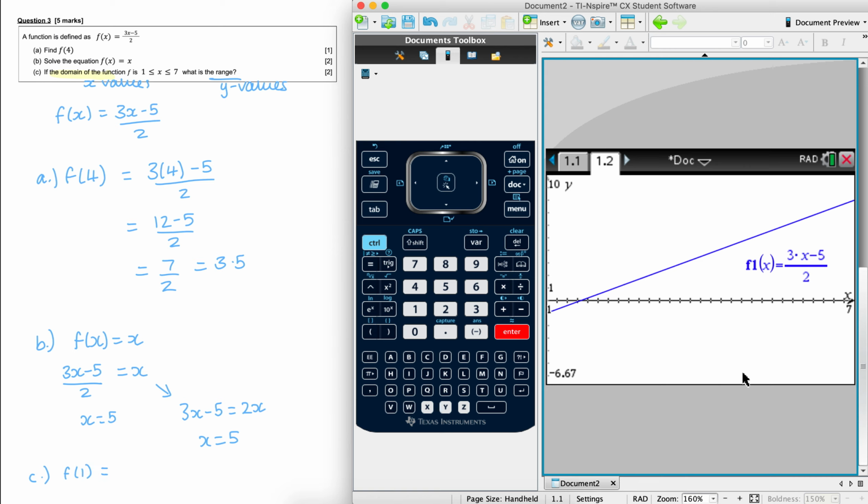So f of 1 is going to be 3 times 1 minus 5 over 2. So that's going to give me 3 minus 5, which is minus 2, divided by 2, which is minus 1. And then I also need to know what f of 7 is equal to. So 3 times 7 minus 5 over 2. So that's 21 minus 5, which is 16, divided by 2, which is going to give me 8. And therefore, my range of values goes from minus 1 through to 8.